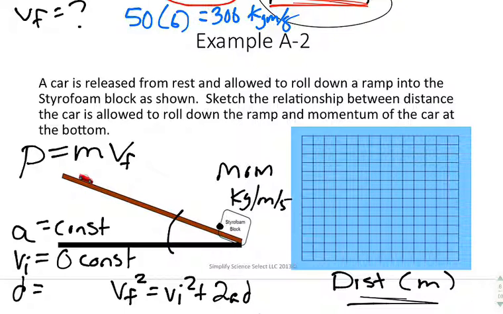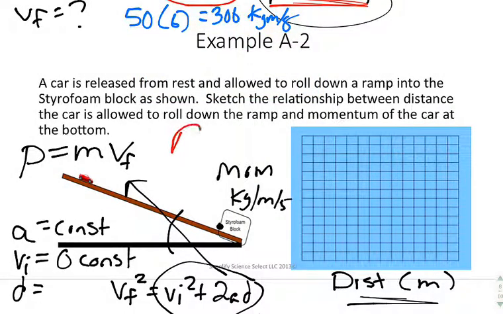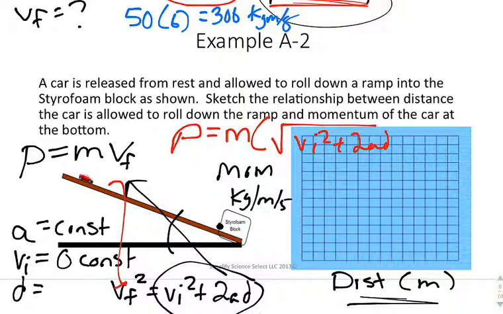You may be thinking, well, how is this related to whatever I'm trying to do here? What I need to be able to do is substitute something with distance into this particular equation. When I do that, I'm going to end up getting something that looks like this. I'm going to substitute in P is equal to M, same thing here, and now I'm going to substitute in what VF actually equals, which is going to be the square root of VI squared plus 2AD.